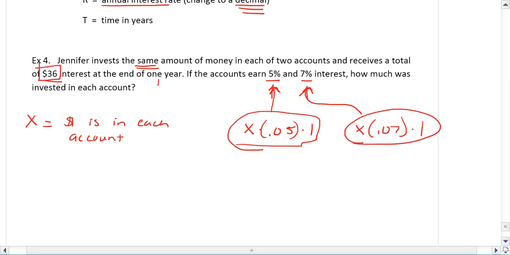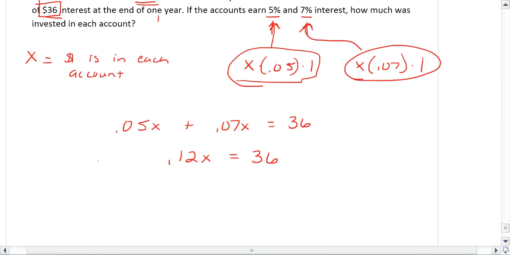Together, she got $36. So let's make an equation. Let's write these in standard form and add them. So we have 0.05x plus 0.07x is equal to the $36. So now let's solve this for x. And so I combine like terms, and then when I divide both sides by 0.12, I get x equals 300. So then our answer would be she has $300 in each account.